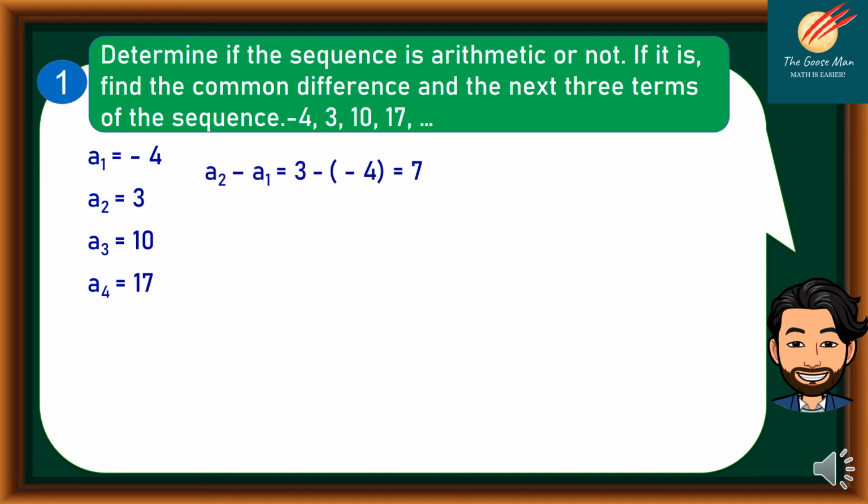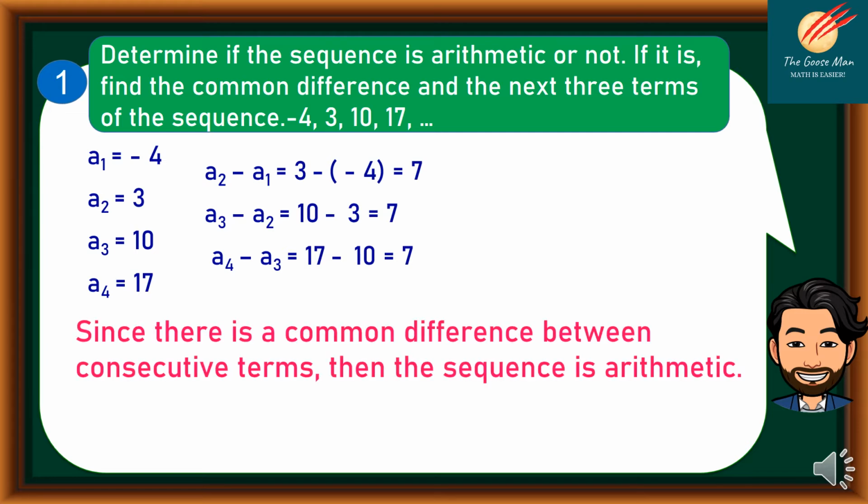And let's recall also that to get the difference, we subtract two consecutive terms. So a sub 2 minus a sub 1, that is 3 minus -4, is equal to 7. Similarly, a sub 3 minus a sub 2 is equal to 10 minus 3 equals 7, as well as a sub 4 minus a sub 3, which is equal to 17 minus 10 equals 7. Since there is a common difference between consecutive terms, then the sequence is arithmetic.